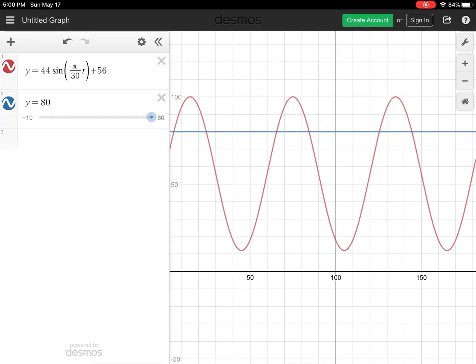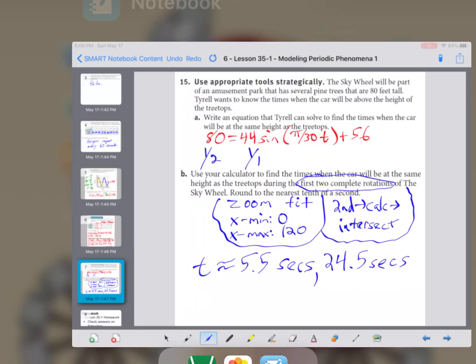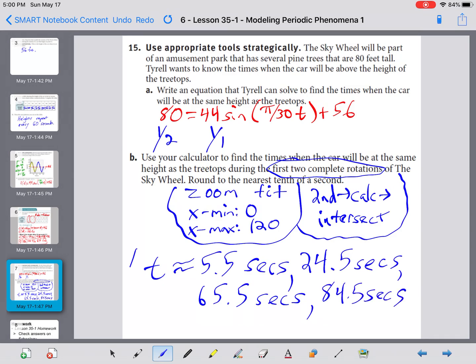You're moving the cursor a little bit. You have to do it once for the first point we did, once for the next point. You'll have to move the cursor closer and closer to these points of intersection. The next point here is 65.5. And the next time after that is 84.5. You can try that on your own, 84.5 seconds.